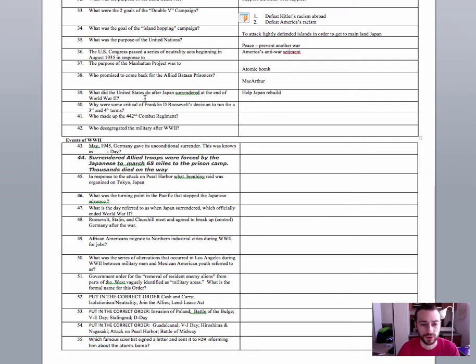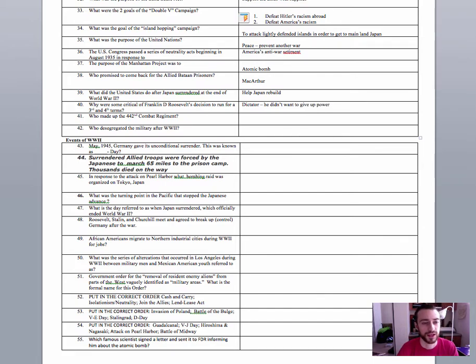Why were some people critical of FDR's decision to run for a third and fourth terms? They thought he was somewhat like a dictator because he was in there for so long. He didn't want to give up power.